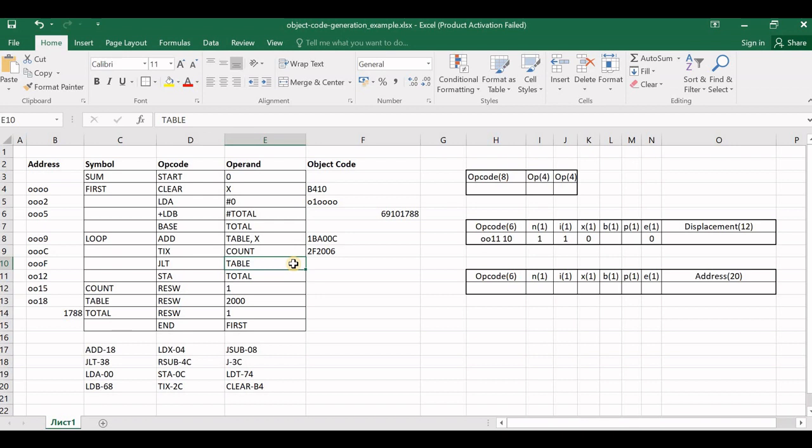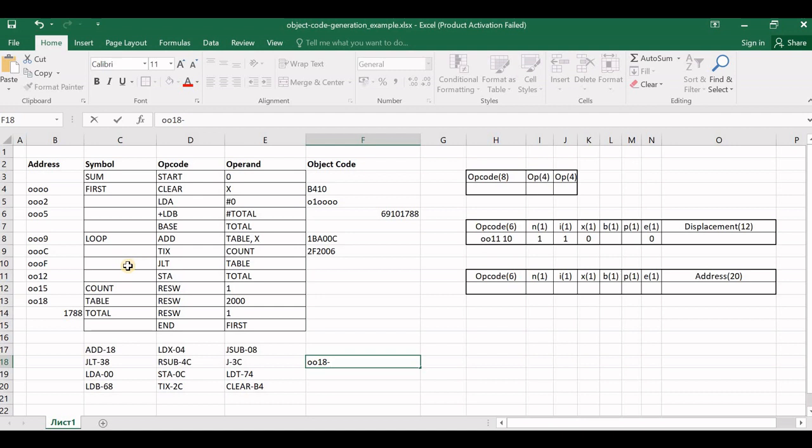Table is the operand. So what is the target address of table? The target address of table is 0018. At address 0018, table value has been defined. So take down the value of the target address of table minus PC value. So at which instruction are we right now? We are in the instruction JLT table.